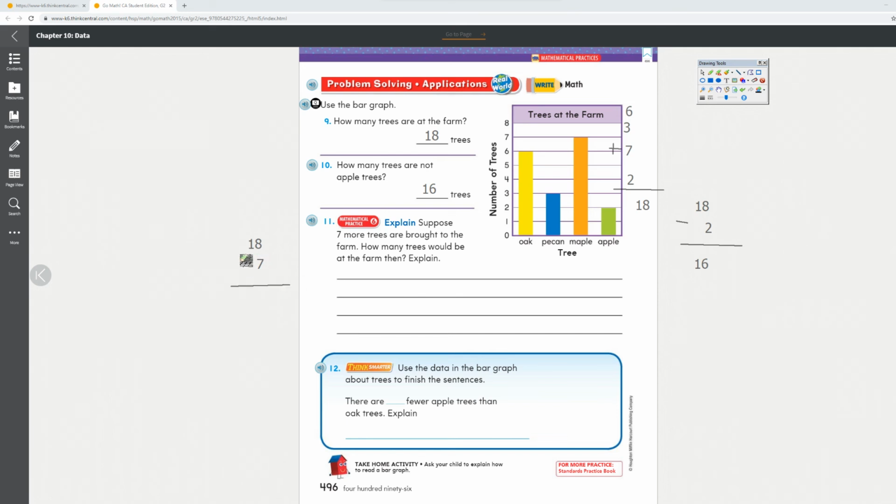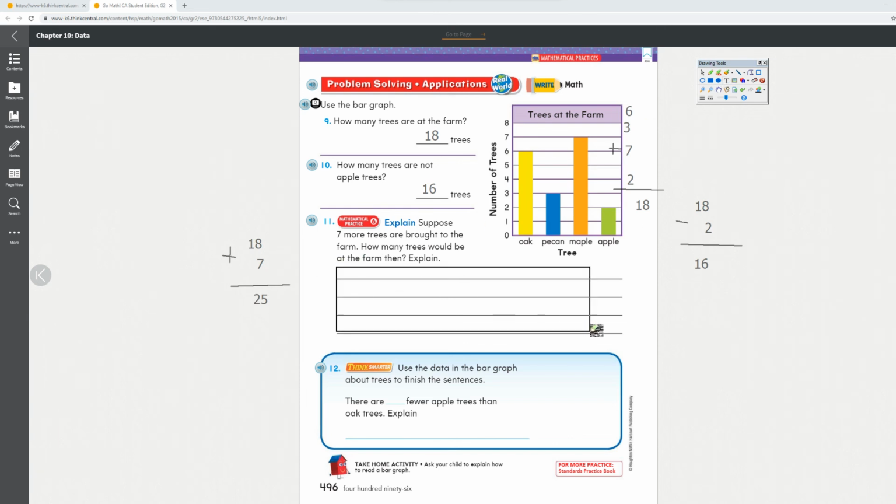So if we add 7 to 18, we should get 25. So 25 total trees now. Explain, how did we figure this out? How did we get 25 as the total amount?